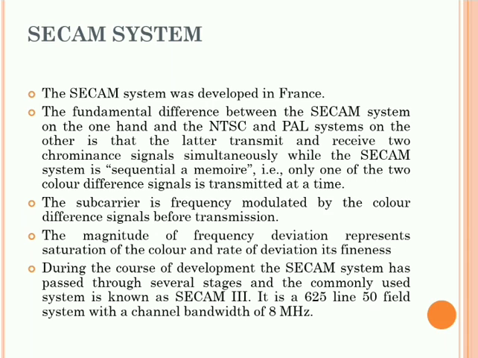Why do we use frequency modulation here instead of QAM as in PAL and NTSC? It makes the system less sensitive to interference, hence the phase errors in transmission are ignored. That's why we are using frequency modulation here. Some of the specifications of the SECAM system are, as we have seen, a bandwidth of 8 megahertz, a video bandwidth of 6 megahertz, and 625 lines with a 50 field system.